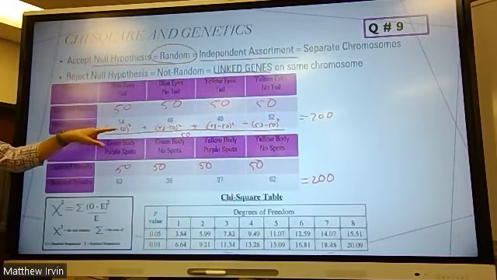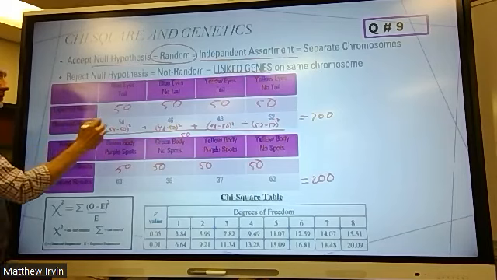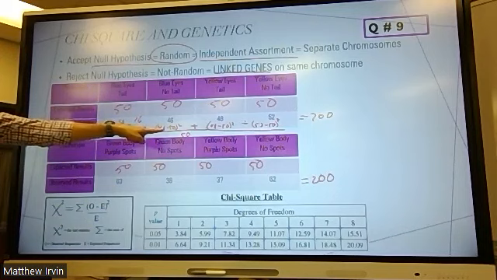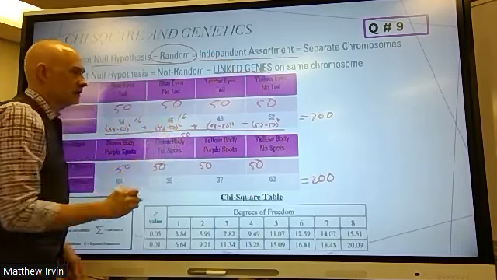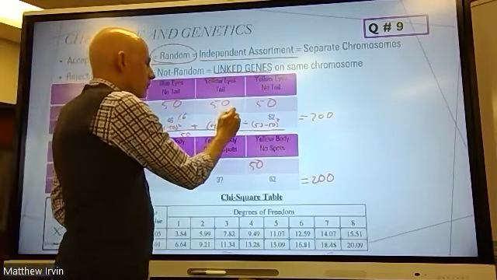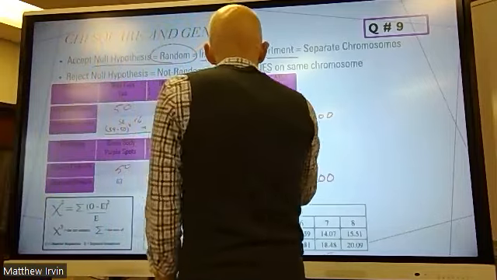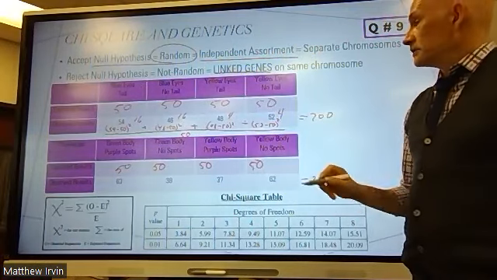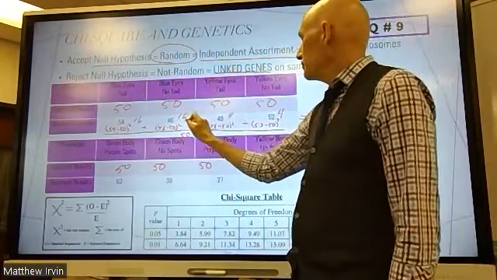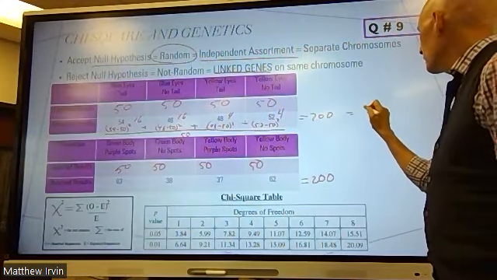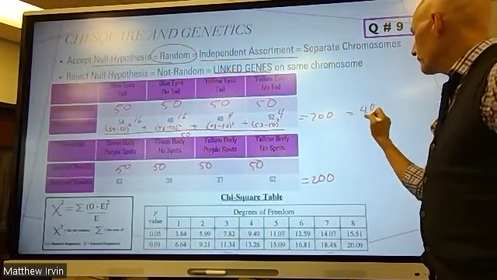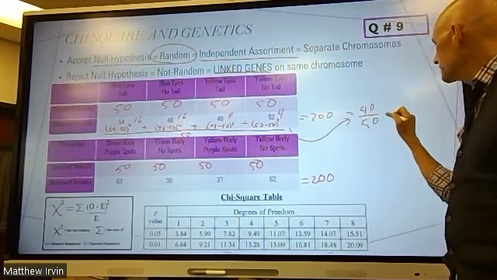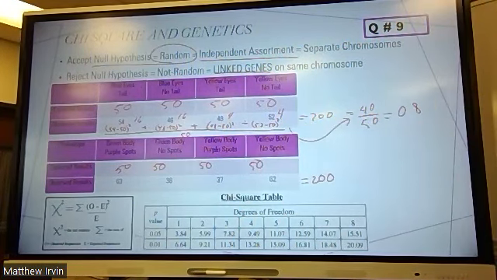So 54 minus 50 is 4, square that, that's 16. 46 minus 50 is -4, squared is 16. 48 is off by 2, so that's 4. 52 minus 50 is 2, so that is also 4. Plus 8 and 8. So that's 32 plus 8, which is 40. 40 divided by 50, so that's 0.8.